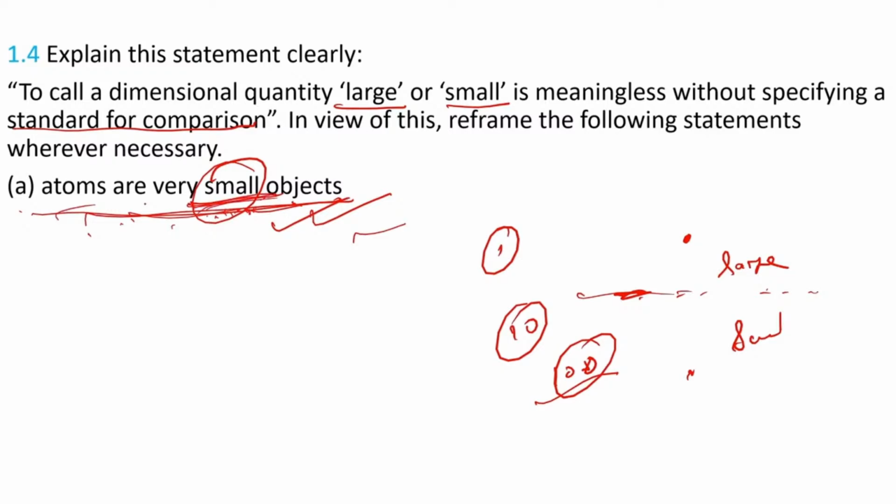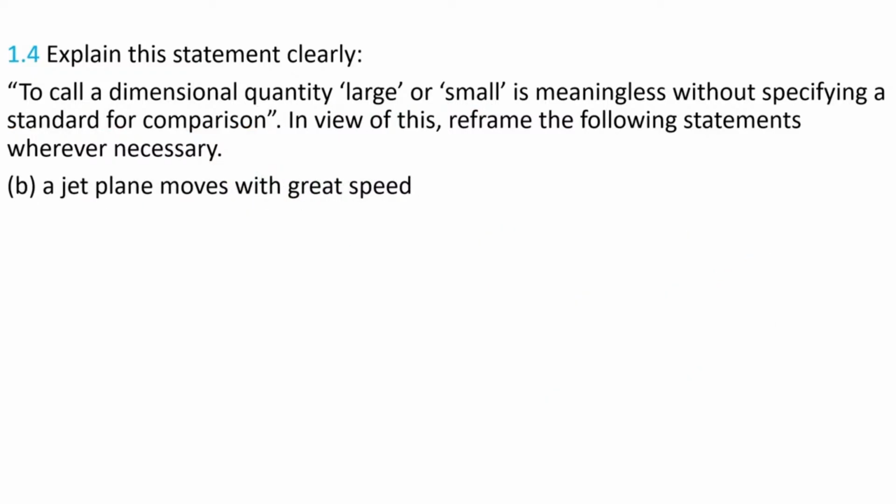So moving on to the next statement, we have a jet plane moves with great speed. Here again, great is used, but there is no reference over which we can compare the great speed. So here we can say that a jet plane moves at a greater speed than that of an ant, a bicycle, or a normal commercial car. So we can reframe it in that way.